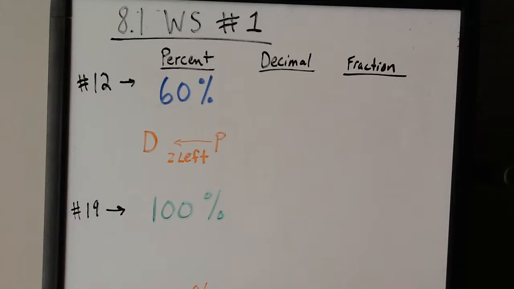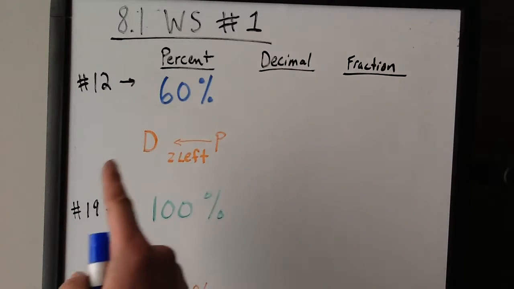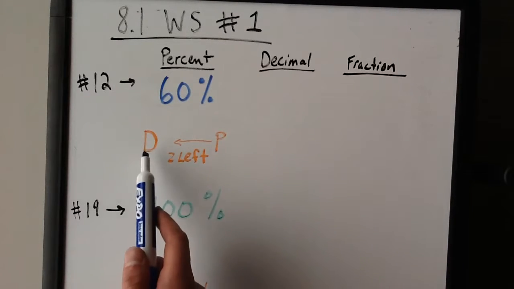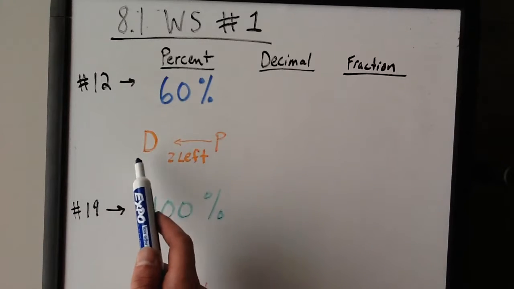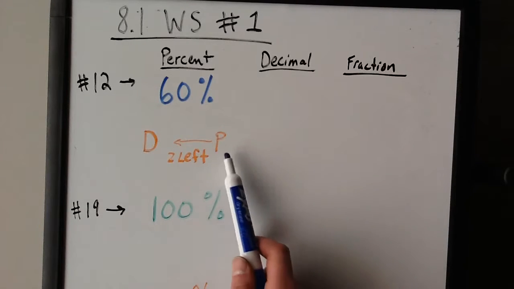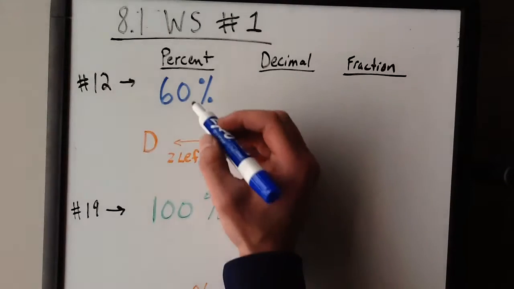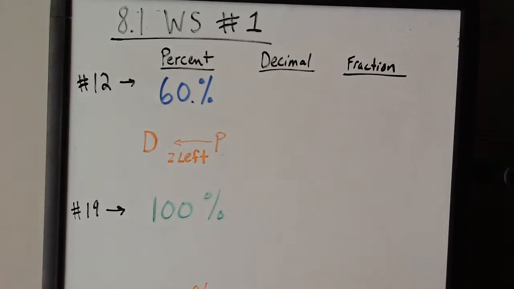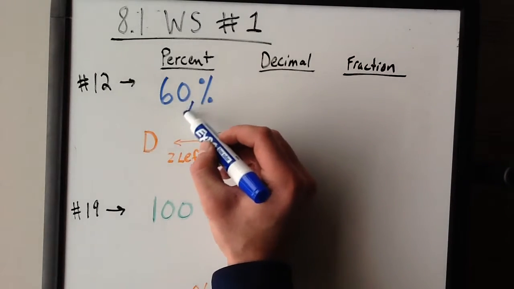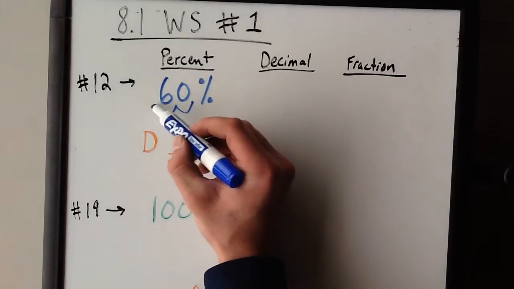Number 12, you're given the percent 60%. To take this to a decimal, you're going to move the decimal point 2 places to the left. So again, you write in alphabetical order D and P. D comes before P in the alphabet. If you have a percent, to go back to a decimal, you go 2 to the left. So here's the decimal right here. Remember, when the decimal is not written, it's at the very end of the number. So you're going 2 places to the left, 1, 2, and that's the new decimal point.